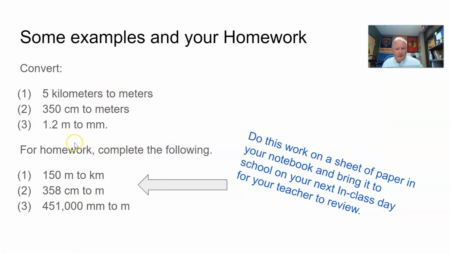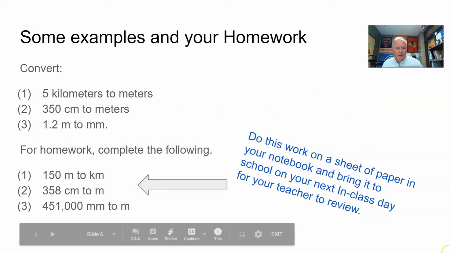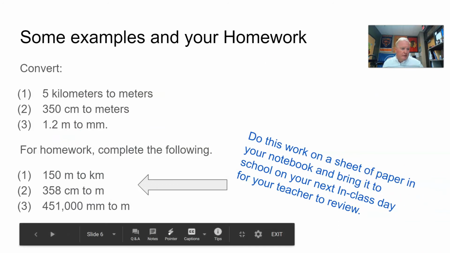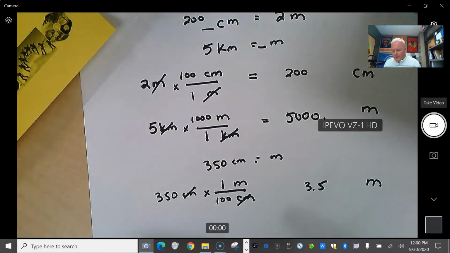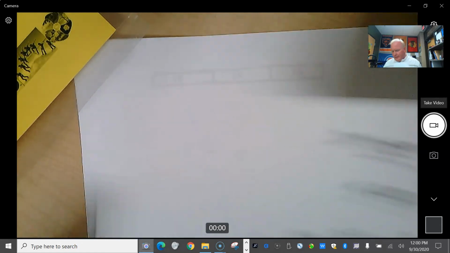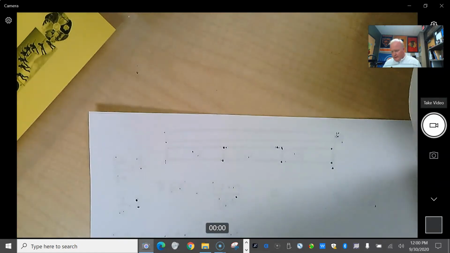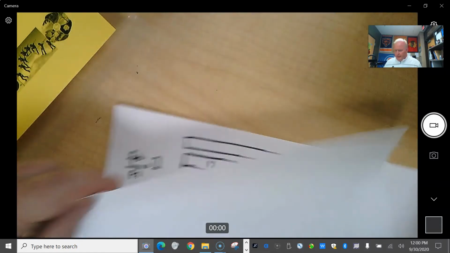So the last one they do is 1.2 meters to millimeters. How do we do that conversion? And so here it is. I'm going to get a new sheet of paper for us. Hopefully one without a lot of dots on it.